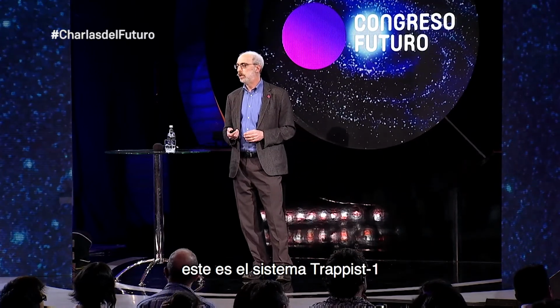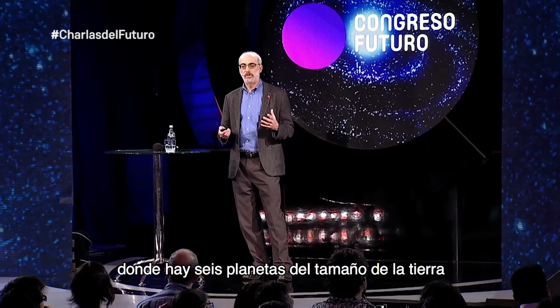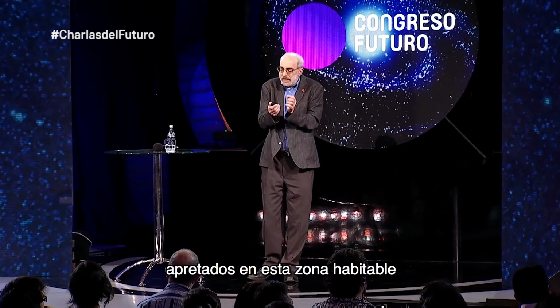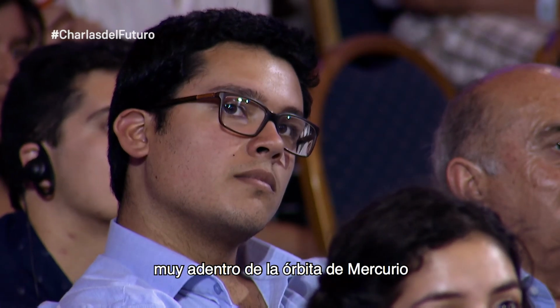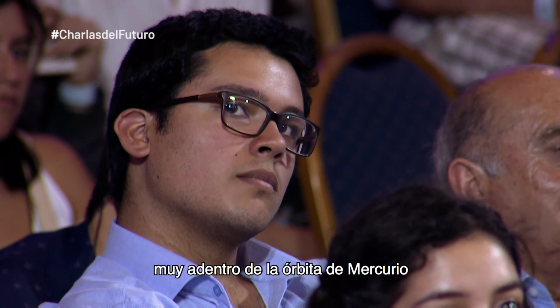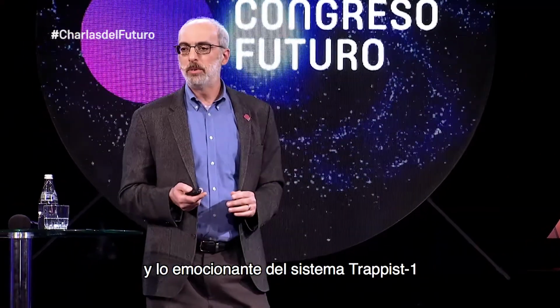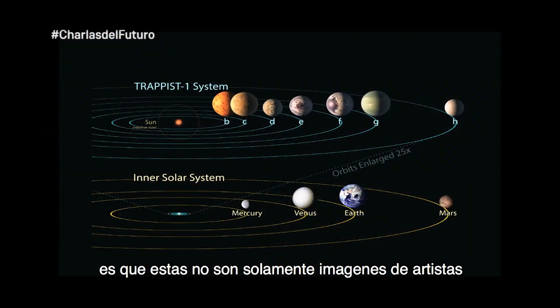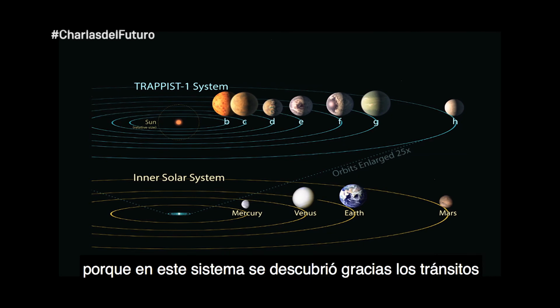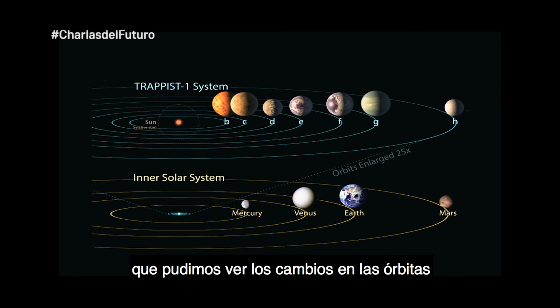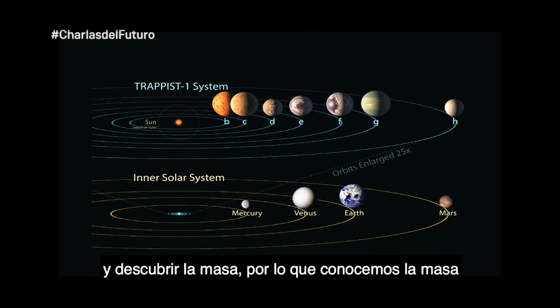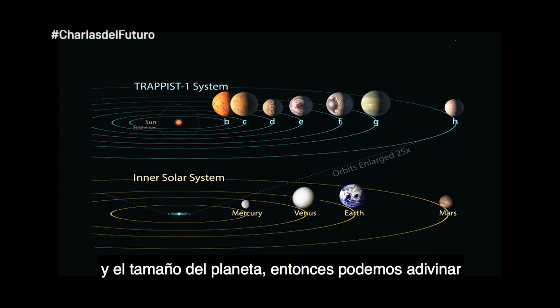This is the TRAPPIST-1 system, where there are 6 Earth-sized planets crammed into this little habitable zone way inside the orbit of Mercury. And the really exciting thing about the TRAPPIST-1 system is these actually aren't just artists' impressions, because in this system, it was found through transits, and we were able to look at the changes in the orbits and figure out the mass.